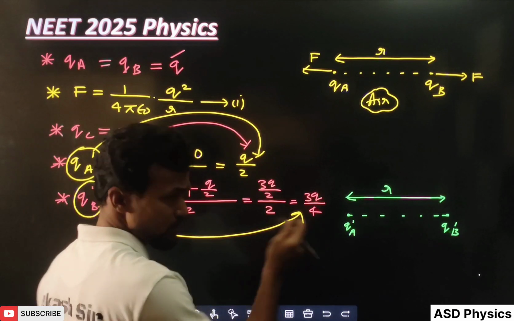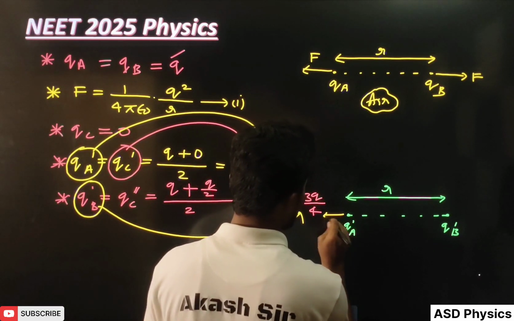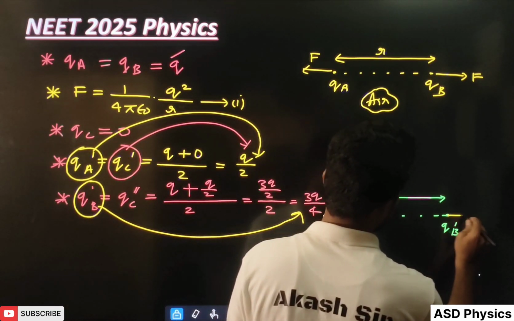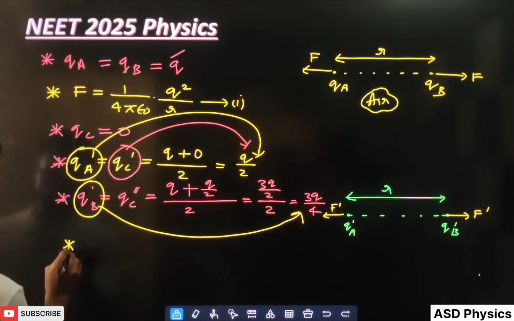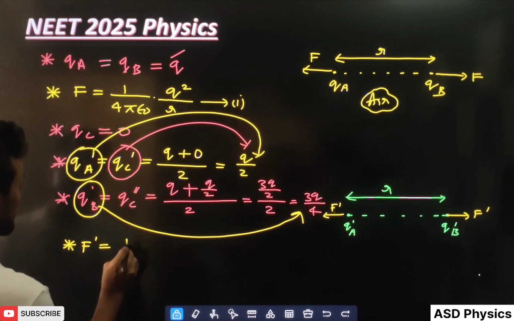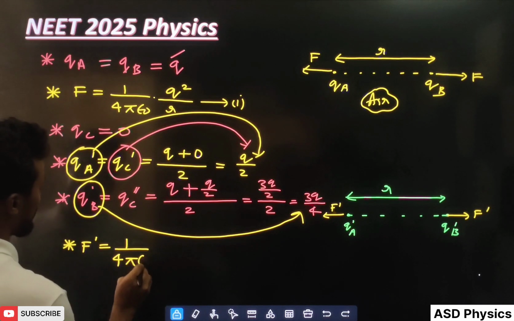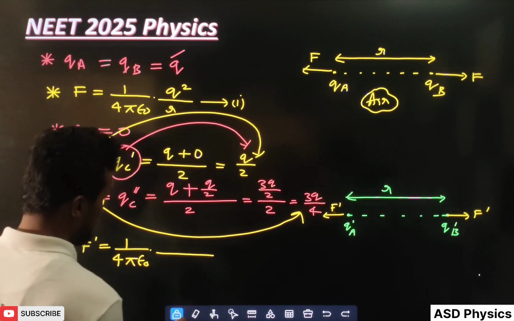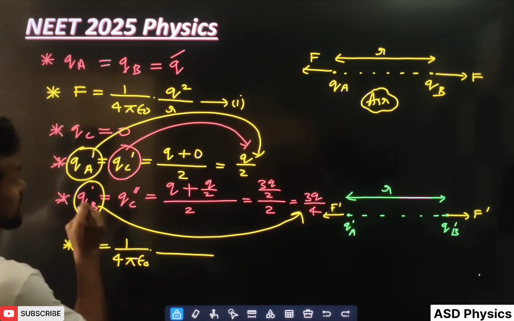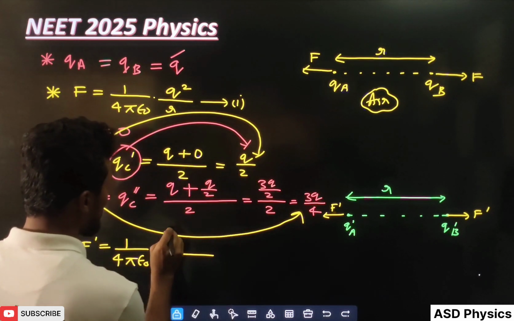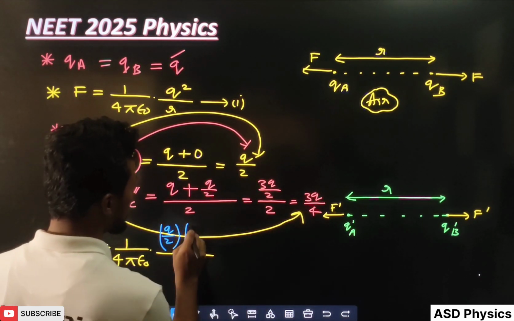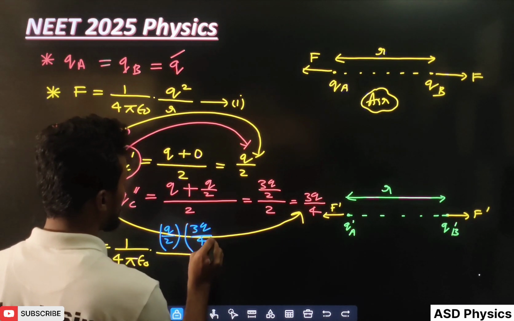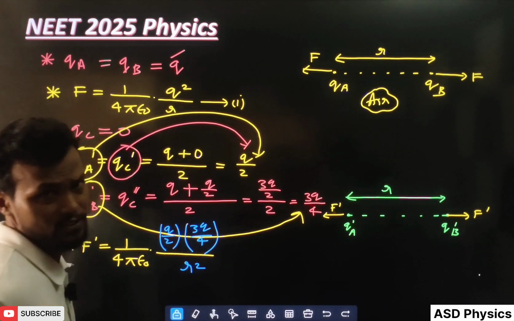And you know very well both the charges are positive, so repulsion will be there. Let's take the new force as F dash. Now this new force F dash is given by 1 by 4 pi epsilon naught into the charges: Q dash, how much charge has it got, Q by 2, and Q B dash, how much charge it has got here, 3Q by 4, divided by r square, is it?